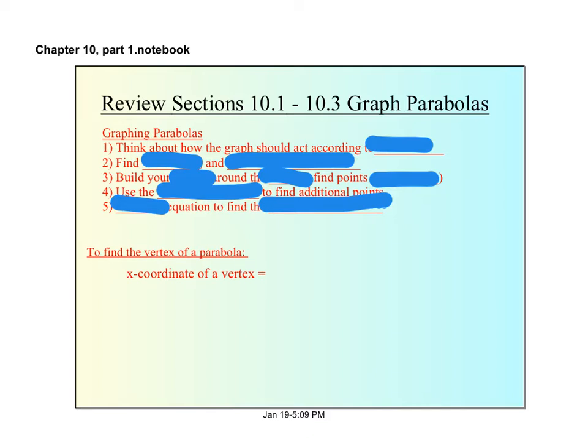Number one, the first thing to think about: just by looking at the equation, there are certain numbers you can look at to see how it's going to act. And remember, A and C are those particular numbers in the equation that are going to help us.